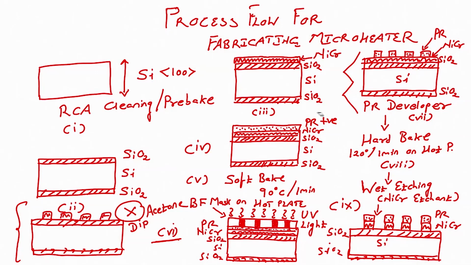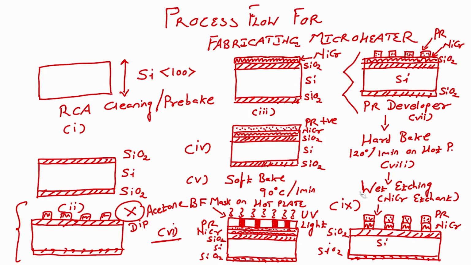Since it is a positive photoresist, the exposed area will become weaker and the unexposed area will become stronger. This is what we see here, that the photoresist that was exposed became weaker and it got developed in photoresist developer. The photoresist that was not exposed got stronger and it is still there. After this what we are looking at? After this we have to perform hard bake at 120 degree centigrade 1 minute on hot plate.